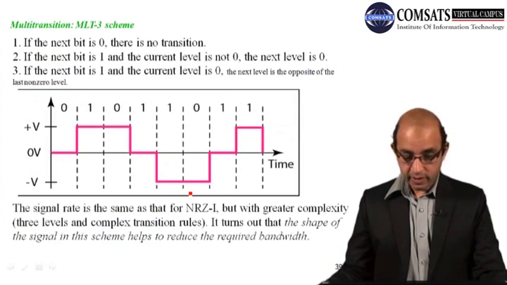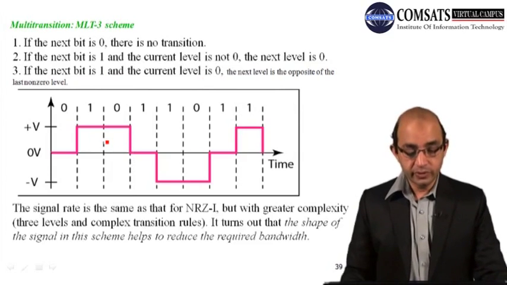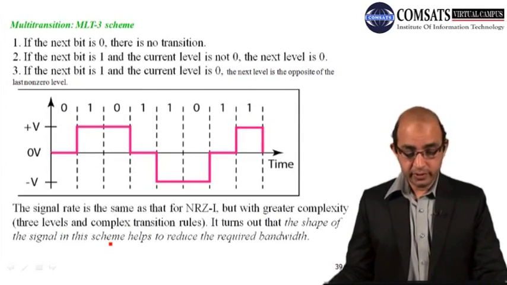And then we have the MLT-3 scheme. If the next bit is 0, there is no transition, right? If the next bit is 1 and the current level is not 0, the next level is 0. If the next bit is 1 and the current level is 0, you can go through the rules. So if the next bit is 0, no change. It is the same as NRZ-I, inverted, with greater complexity. So here we have to accommodate more rules, more values.